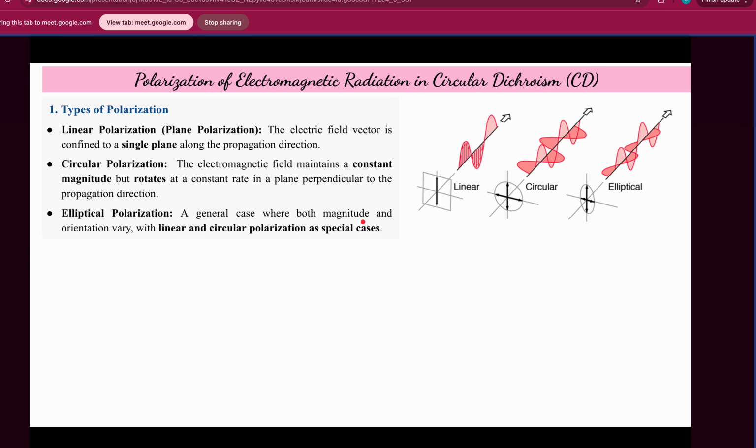So a general case where both the magnitudes and orientation can vary. In circular polarization, we are making sure that they should be perpendicular to each other. In this case, they need not be perpendicular, and they can also vary in their amplitudes. For example, the crest of this might not be the same as that of the other wave which is passing. That is known as elliptical polarization, in which the components which are passing can vary in their orientation as well as their magnitudes.